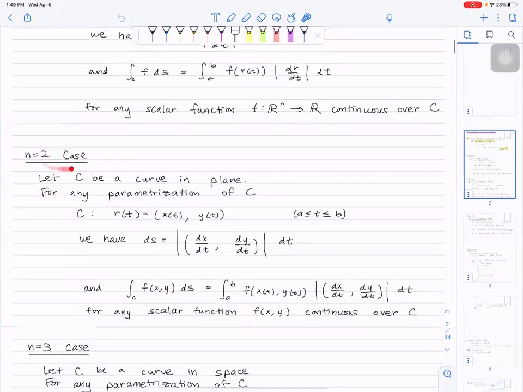Here I give concrete cases, like for n equals 2. If you parameterize your curve with x of t and y of t, then we follow this formula exactly. And the same thing for the n equals 3 case.